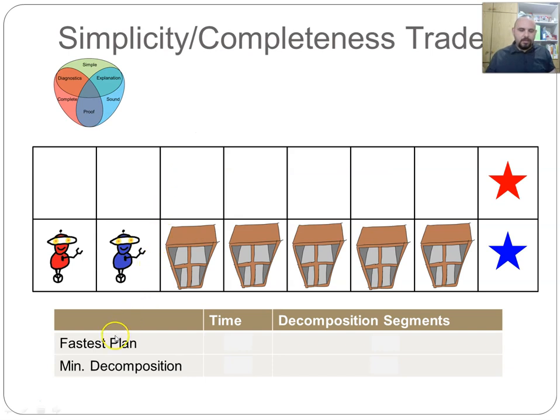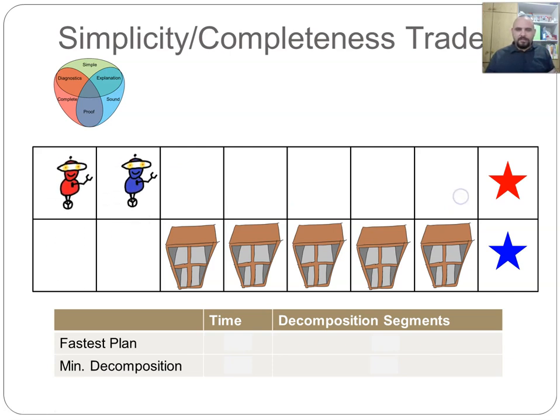So let's look at this example here, where the agents, the blue and red agents, try to reach their blue and red targets through this corridor. Now they can't go in this corridor together because they'll collide. The fastest plan is, of course, to send them one after the other, in which case they reach their targets in 8 time steps. The problem with this plan is that the decomposition segments of it are large.